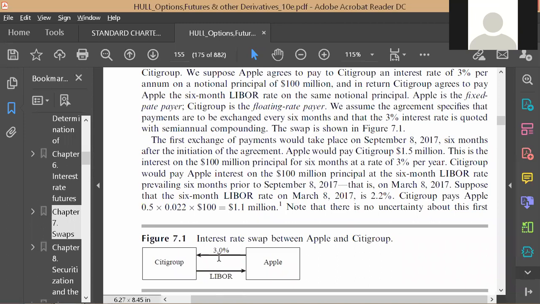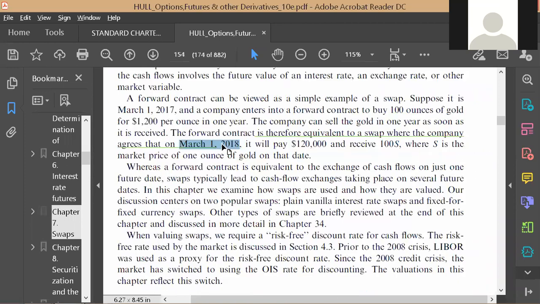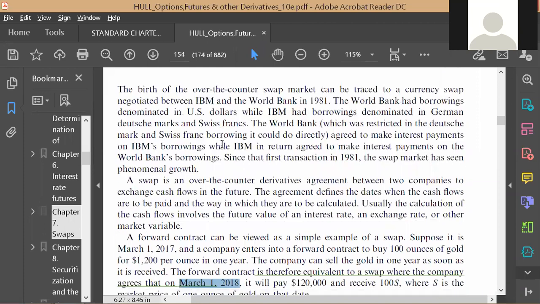So you can have Swiss franc. The first swap mentioned, between IBM and the World Bank, you'll notice here, they have not represented with a diagram. Here's an example, the first example of a swap.